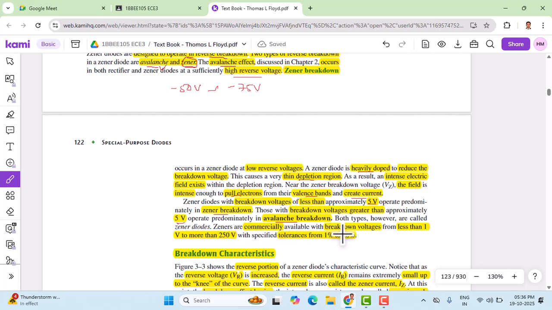Zeners are commercially available with different breakdown voltages. So if we want to procure or buy a Zener diode, they are available with different breakdown voltages, typically from less than 1 volt, and also with more than 250 volts. The tolerance is in the range of 1% to 20%. That's how Zener diodes are manufactured.